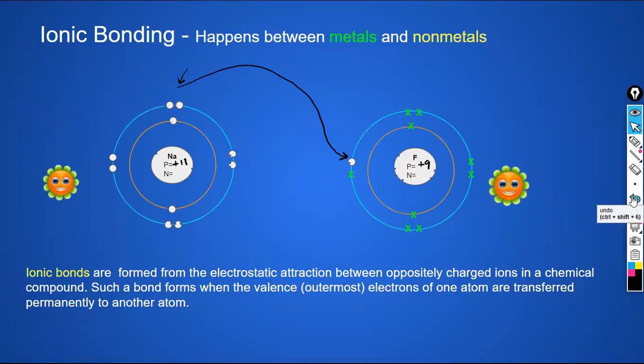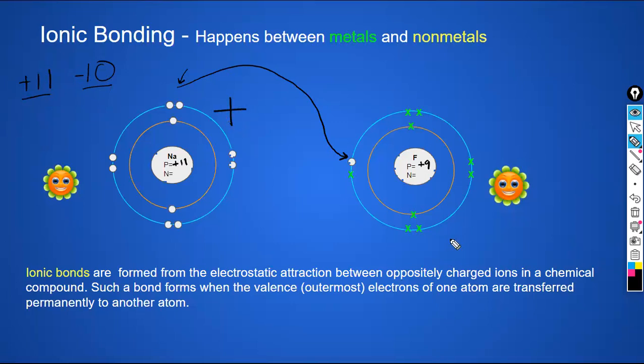But something happened now. What is the overall charge on the sodium? Remember, nothing happened with the protons. It had 11 protons, but now how many electrons does it have? It doesn't have 11 anymore. It only has how many? 10. So what's the overall charge of sodium now? It has more positive than negative. So what's the overall charge of this atom now?